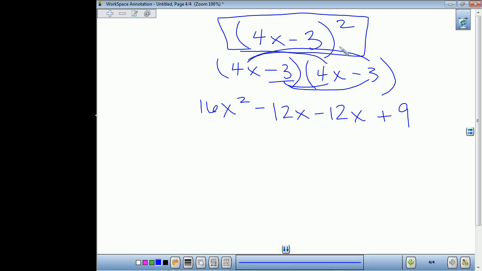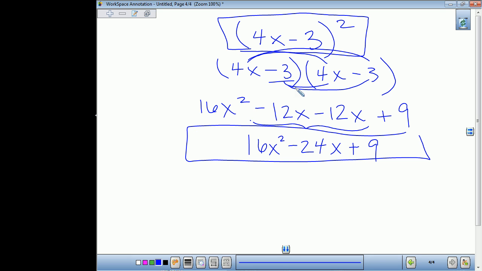When you did this last semester, do you remember any of your teachers saying you square the first term, you double the product of the two, and you square the last one? Nope? Okay. Well then just write it out twice because that works. It works every time. In this case, when we square a binomial, these middle terms are going to match. And so it ends up doubling them because negative 12 and negative 12 makes negative 24. So it simplifies to 16x squared minus 24x plus 9. Where did 24 come from? Oh, then I added it.